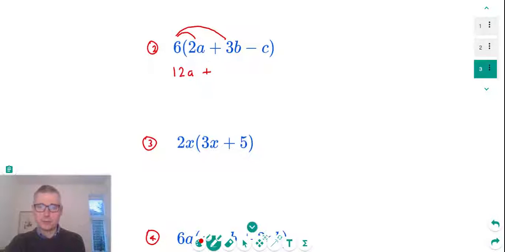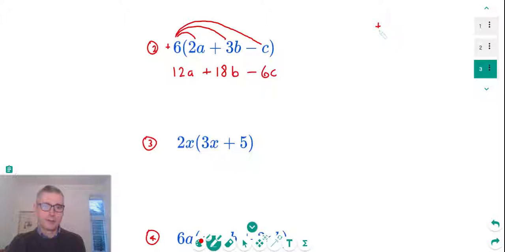Again, both numbers are positive, a positive 6 and a positive 3. So that's going to give us plus 18b. And then we're going to multiply the 6 by the negative c that we've got, the minus c. So 6 times c would give us 6c. But because it's a positive times a negative, that will give us a negative.